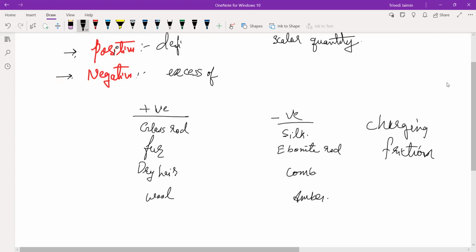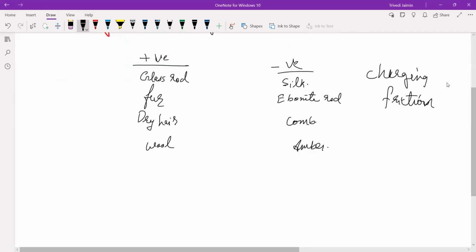Next is charging by conduction. When it touches, it starts conducting, like whenever electrons pass through the conductor. So simply, if you touch the wire, it will also start conducting through me and I will get a shock. That is charging by conduction.